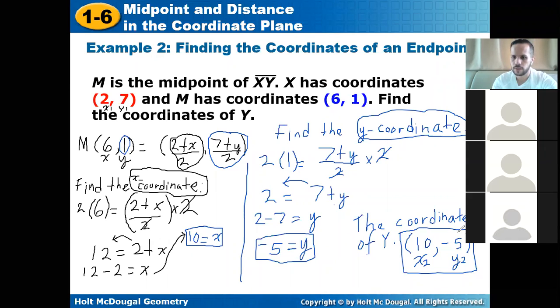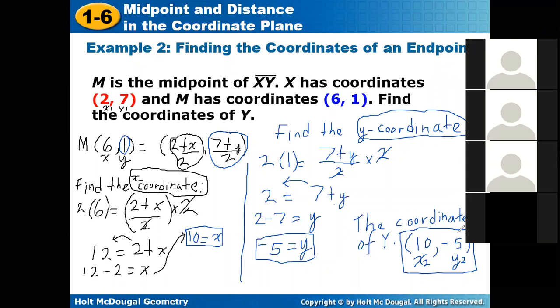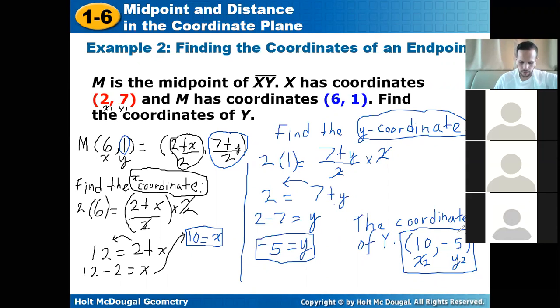Okay, if you want to see another example, you can look at it in your page 44. Okay, so can I erase this? You have it? You can have a photo of this, okay? Yes. Okay, perfecto. Let's continue.